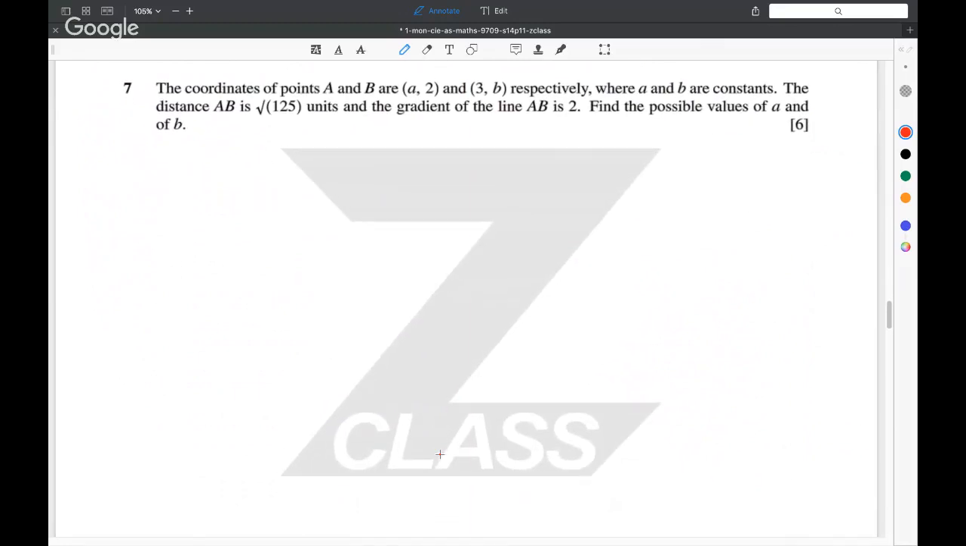Question 7. Well, it's combining some geometrical features of the plane and simultaneous equations together in one question. So the coordinates of points A and B are (a, 2) and (3, b) respectively, where a, b are constants. Let's just try to draw a diagram. AB is square root of 125 units.